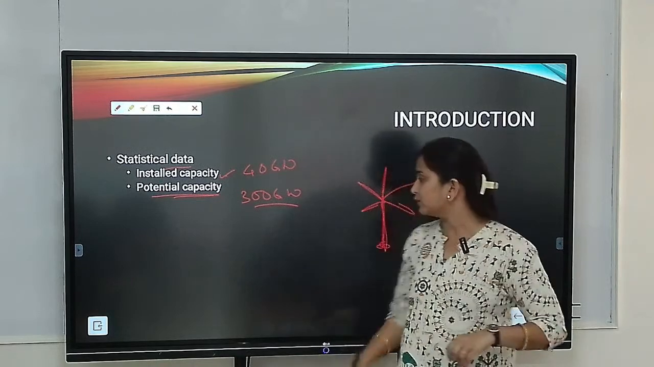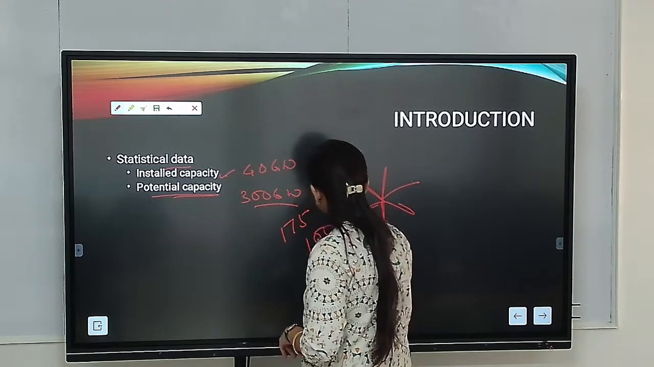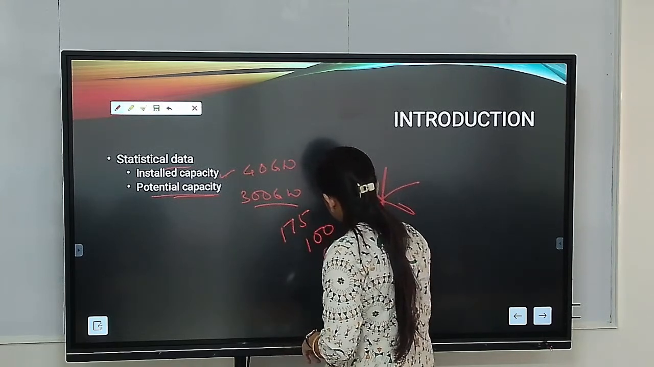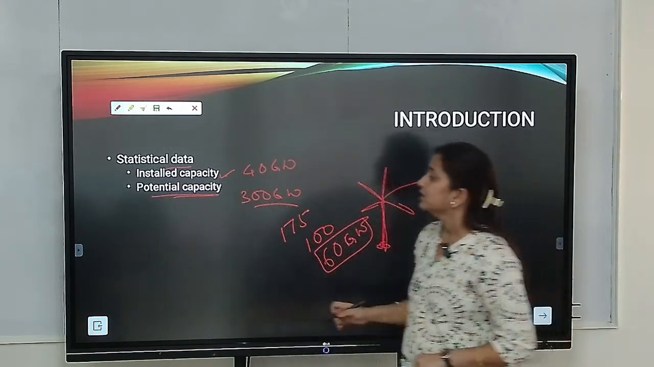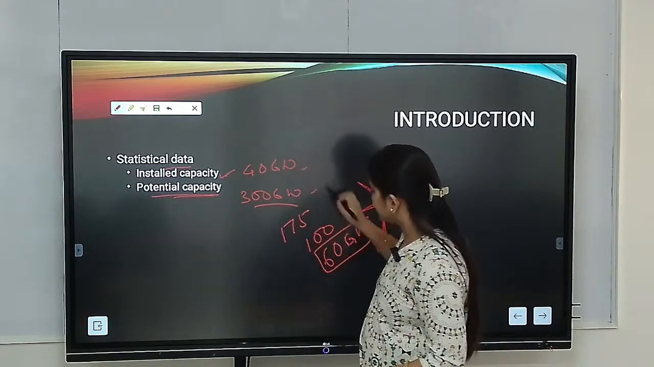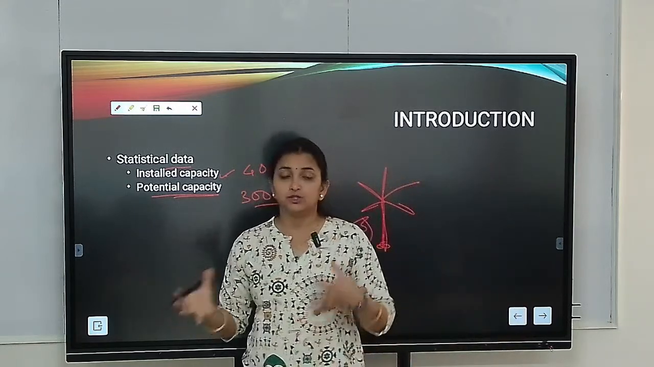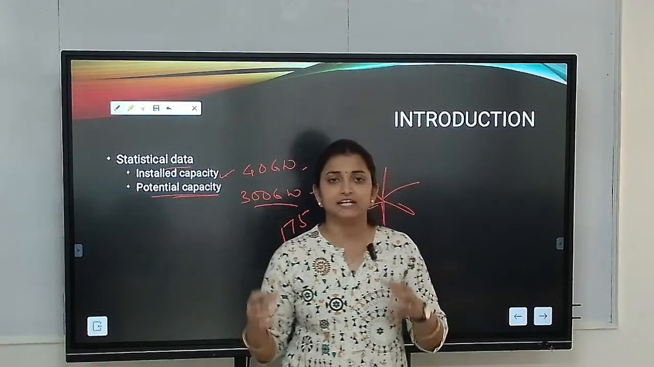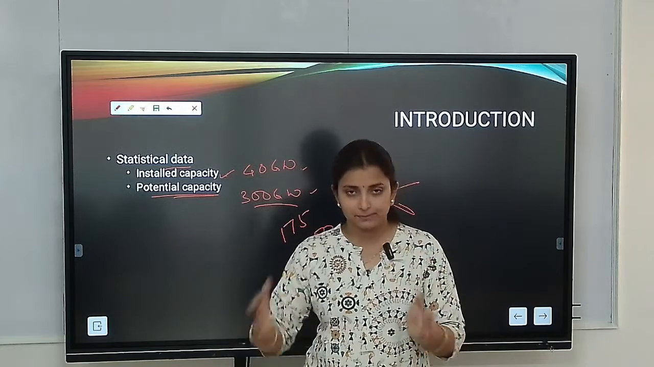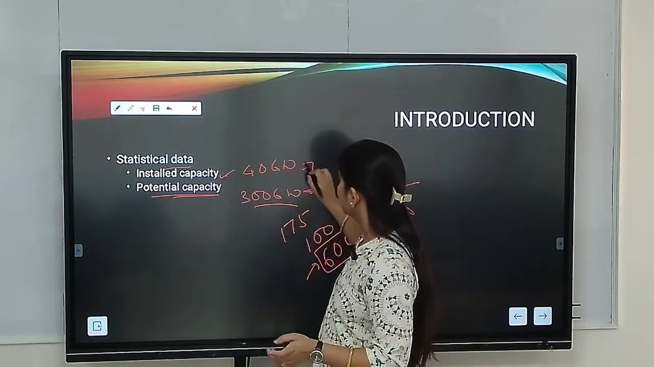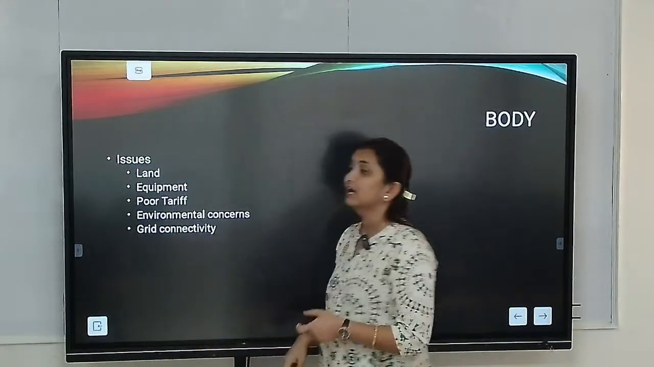Even under the 175 gigawatts target, 100 gigawatts is left to solar, but 60 gigawatts is our target capacity in wind energy. So we can mention any of this data. First of all, we need the introduction to begin with the statistical data, that this is the potential of our wind energy in India, and this is the installed capacity. So there is a gap here. Now we will have to explain the second part of our question, why this gap.